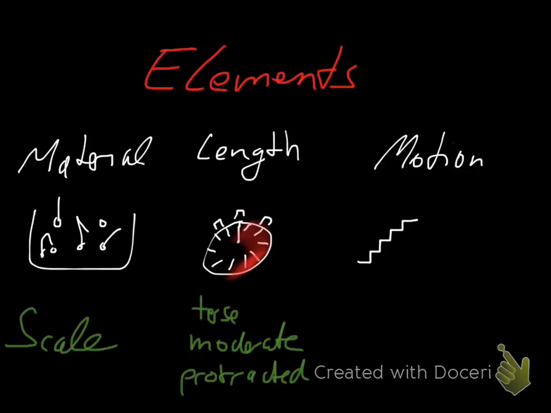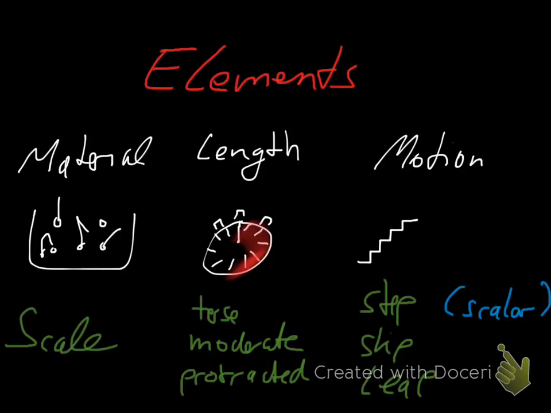Another one is the motion of the melody. Is it going stepwise? Is it skipping? Or is it leaping? Stepwise also means it's a scalar movement: 1, 2, 3, 4, 5, 4, 3, 2, 1. And then we have the skip, which is defined by a small interval, and leaps, those are large intervals.